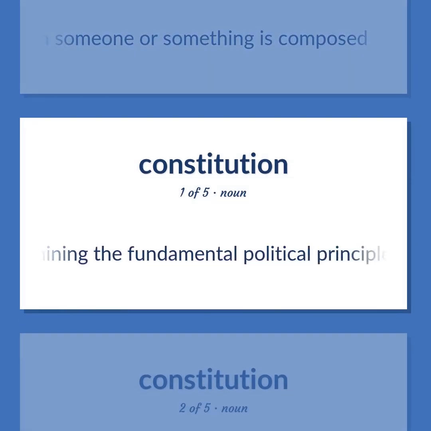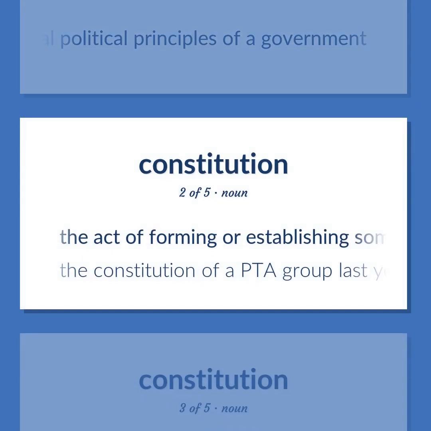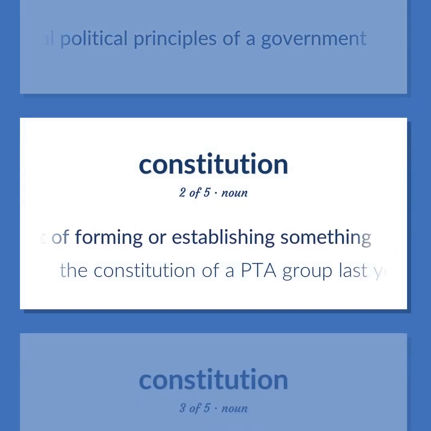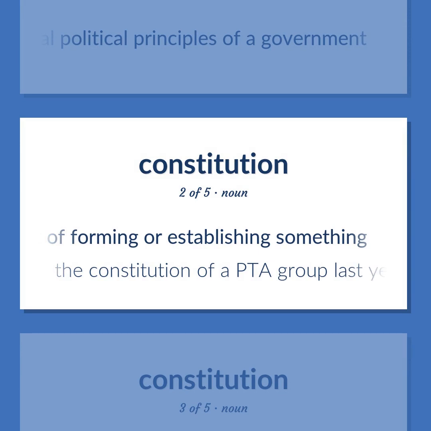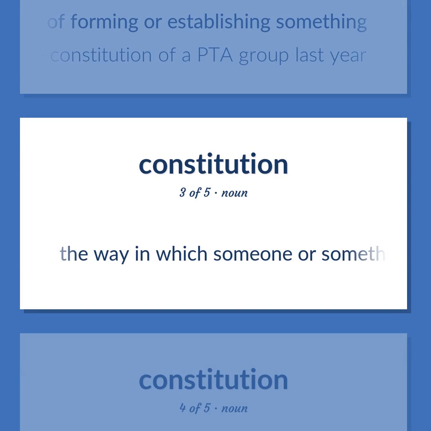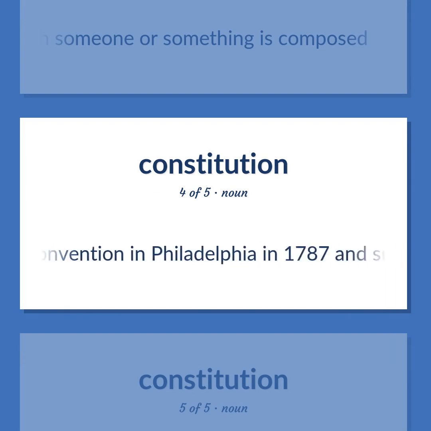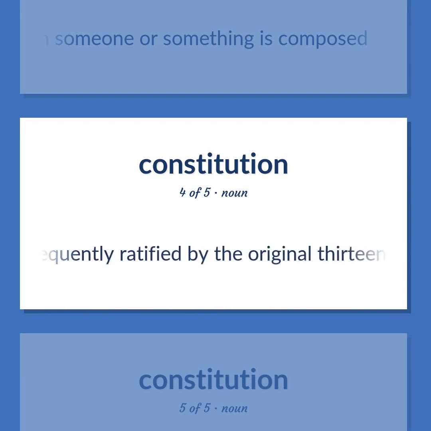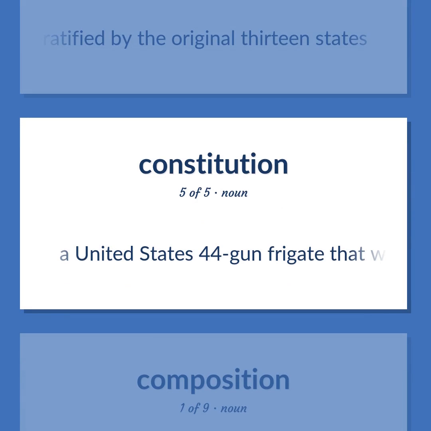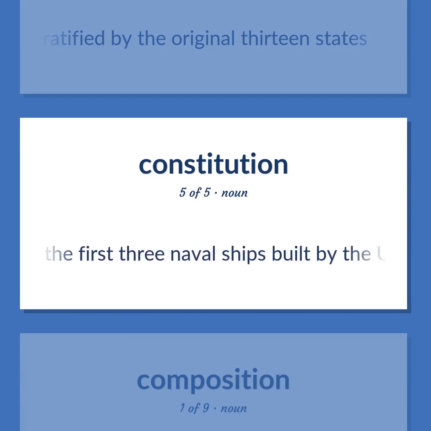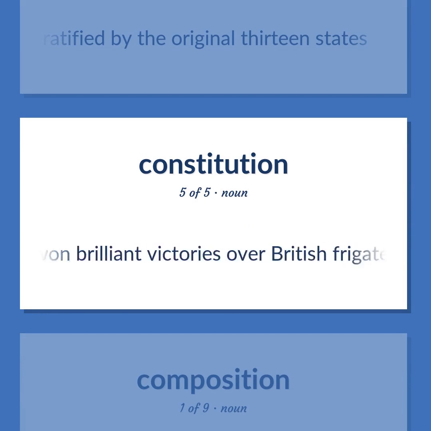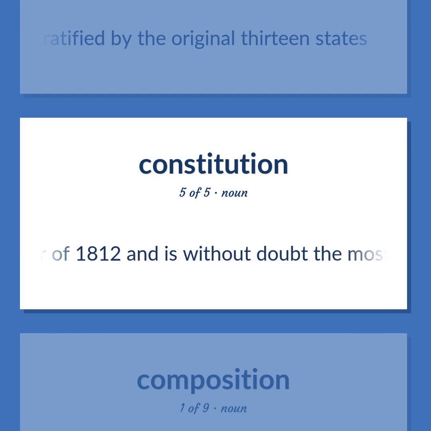Law determining the fundamental political principles of a government. The act of forming or establishing something. The constitution of a PTA group last year. The way in which someone or something is composed. The Constitution, written at the Constitutional Convention in Philadelphia in 1787 and subsequently ratified by the original 13 states. A United States 44-gun frigate that was one of the first 3 naval ships built by the United States. It won brilliant victories over British frigates during the War of 1812 and is without doubt the most famous ship in the history of the United States Navy. It has been rebuilt and is anchored in the Charlestown Navy Yard in Boston.